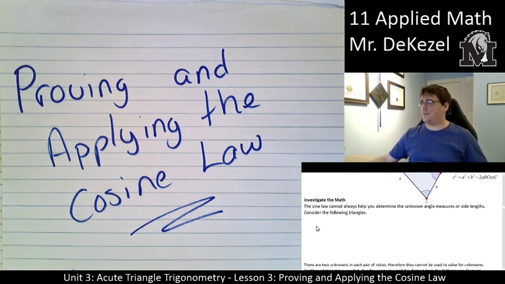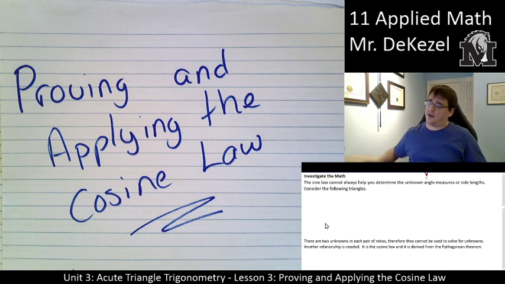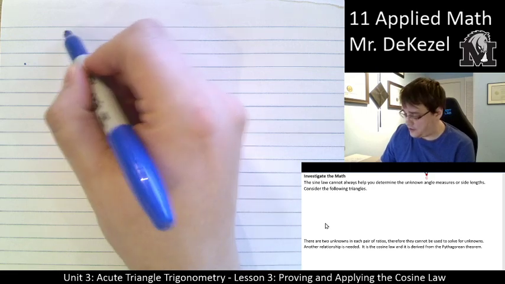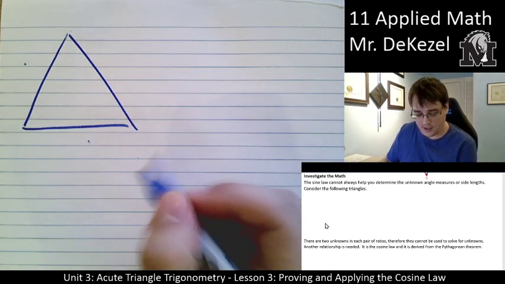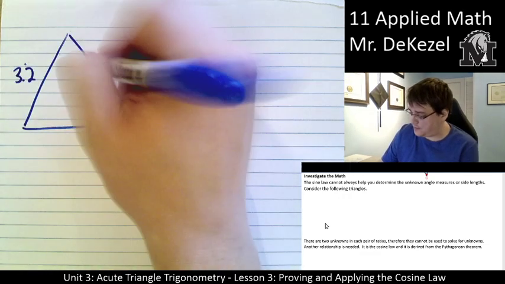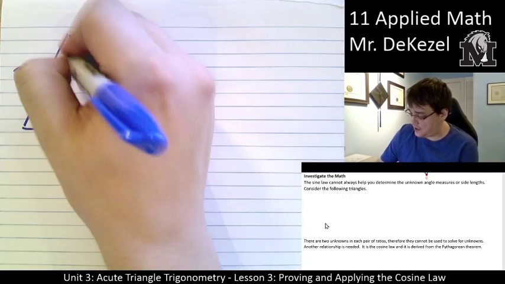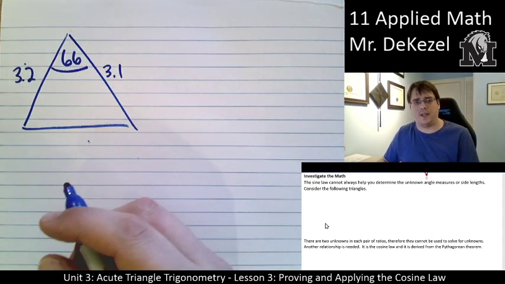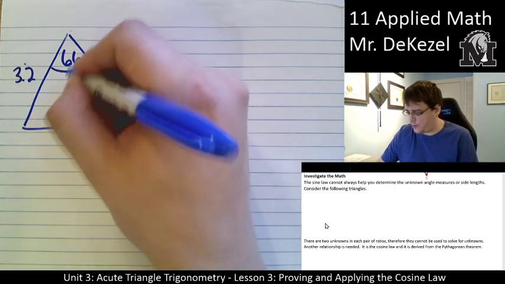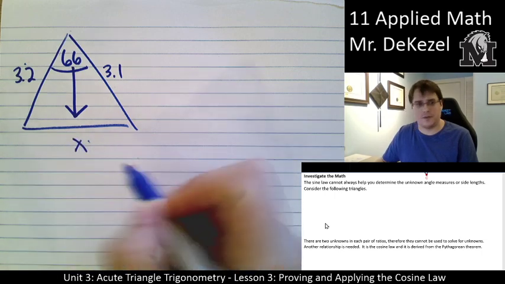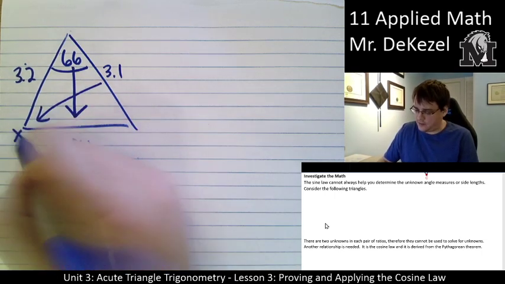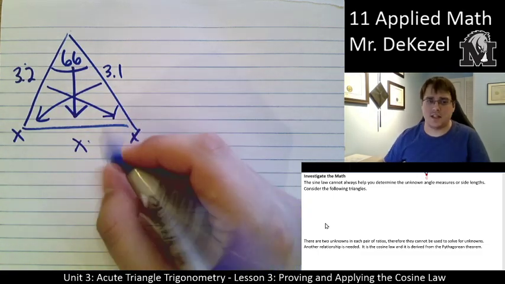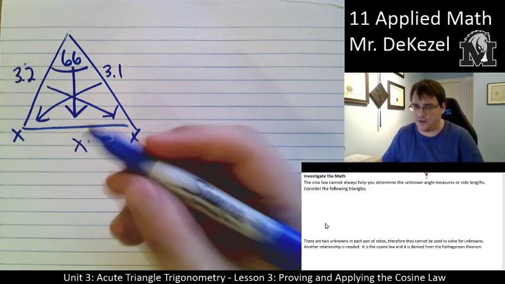So first of all, we're going to investigate why we can't always use the sine law. If we have a triangle like this, with two sides, 3.2 and 3.1, and then we're given an angle of 66. When we want to use the sine law, we need a side or an angle across from what we already have. We would need this side, which we do not have. We would need this angle, which we do not have. And we would need this angle, which we do not have.